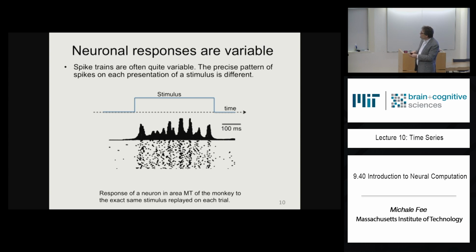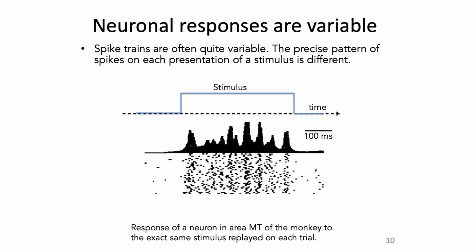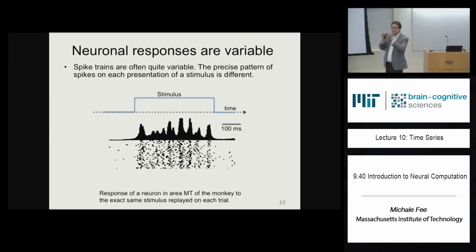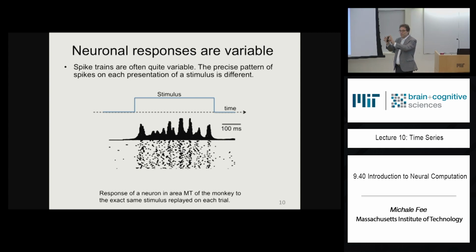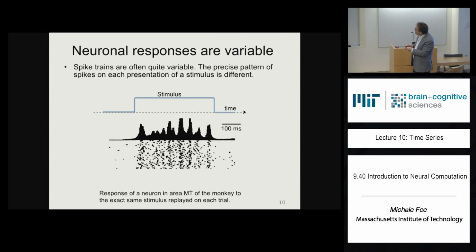So what I'm showing here is a raster plot. Each row of this shows the spiking activity of a neuron during a presentation of this stimulus. The stimulus is a bunch of dots presented that move across the screen. And this is a part of the brain that's sensitive to movement of visual stimuli. And what you can see is that each time the stimulus is presented, the neuron generates spikes. Each row here is a different presentation of the stimulus.